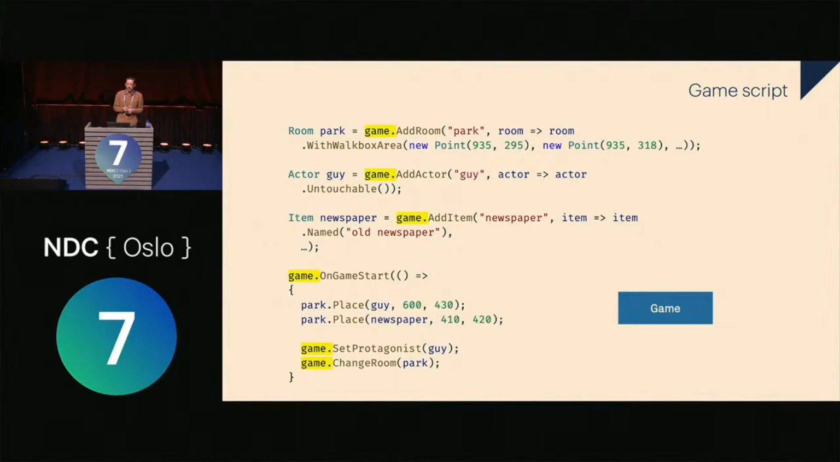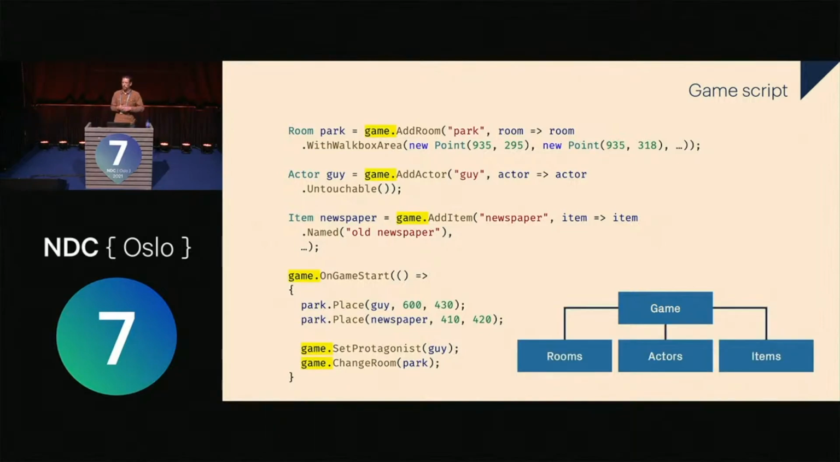So what happens is when this game script runs, the game object gets called, and it will build up this in-memory model of the game containing all those callbacks like the onGameStart callback. So I only need to run this game script once when I'm loading the game. Once I've run it, I've got the in-memory model, and that's used for the duration of the game.